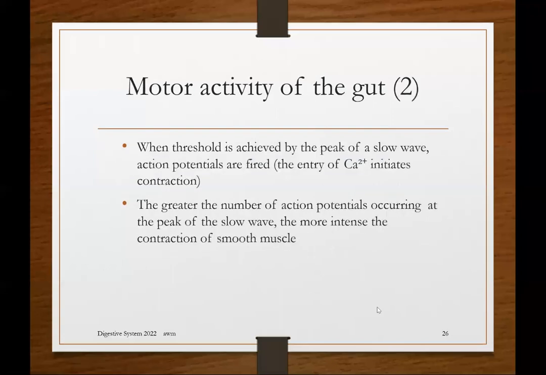When the threshold is achieved by the peak of a slow wave, then an action potential is fired. And you get the entry of calcium ions into the muscle, which then initiates a contraction. The greater the number of action potentials occurring at the peak of a slow wave, the more intense the contraction of the smooth muscle. So you can see that it's not just the presence of an action potential that is going to result in contraction of the smooth muscle.